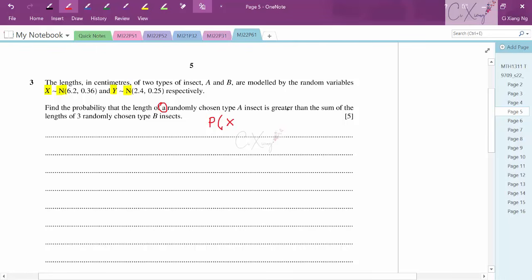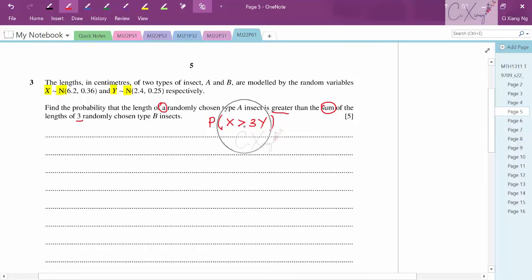X. Okay, greater than. So greater than means greater than the sum. So sum means total of the length of 3 randomly chosen type B insects. Oh, sorry, three. You're having 3 type B insects. All right, so when you want to write the symbol, it should be x greater than 3y. That means this one actually is y plus y plus y, so you can simplify it to become 3y.